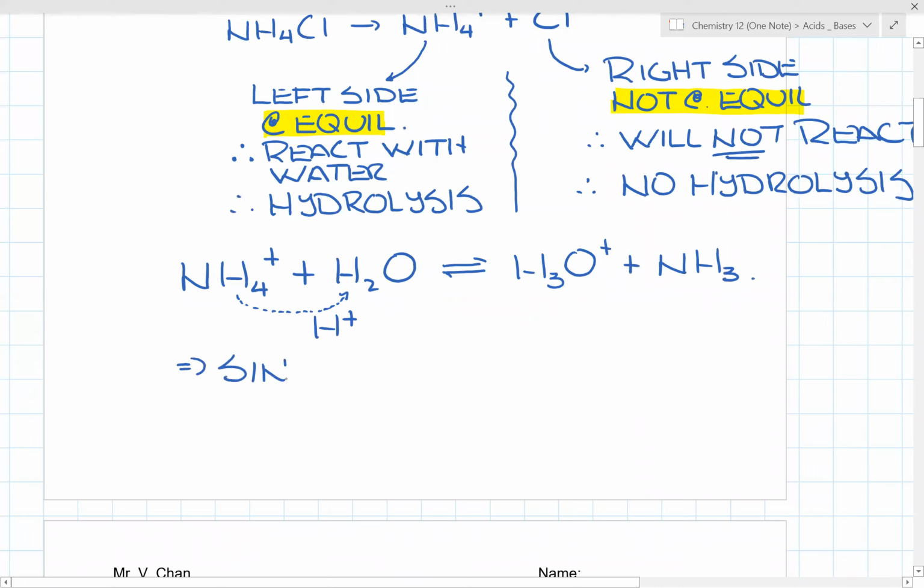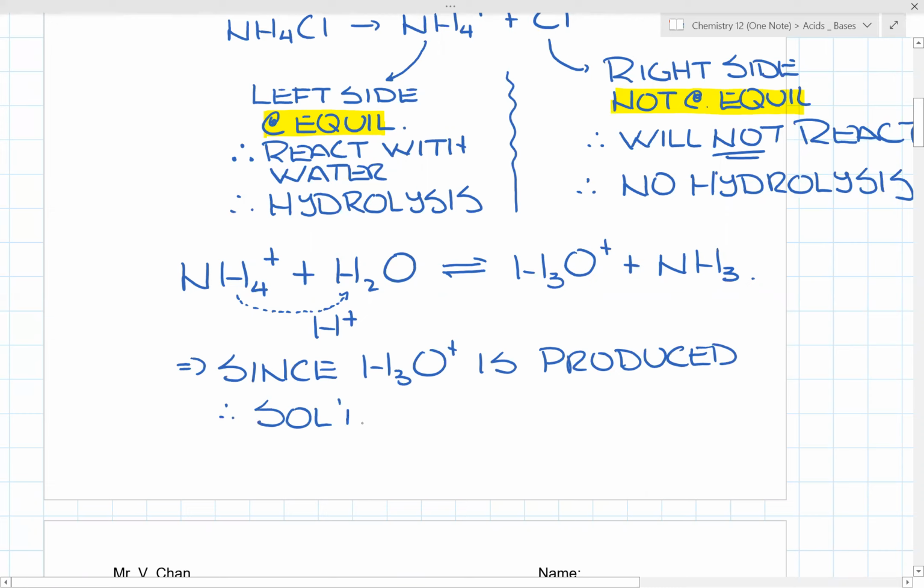Since H3O+ is produced, therefore the solution is acidic.